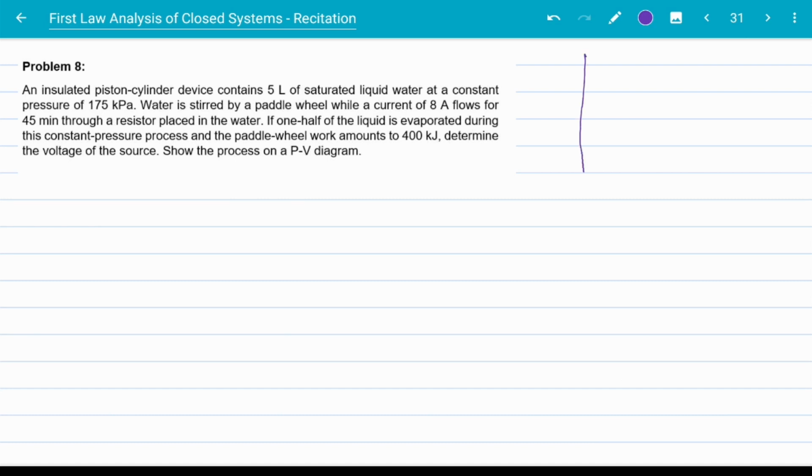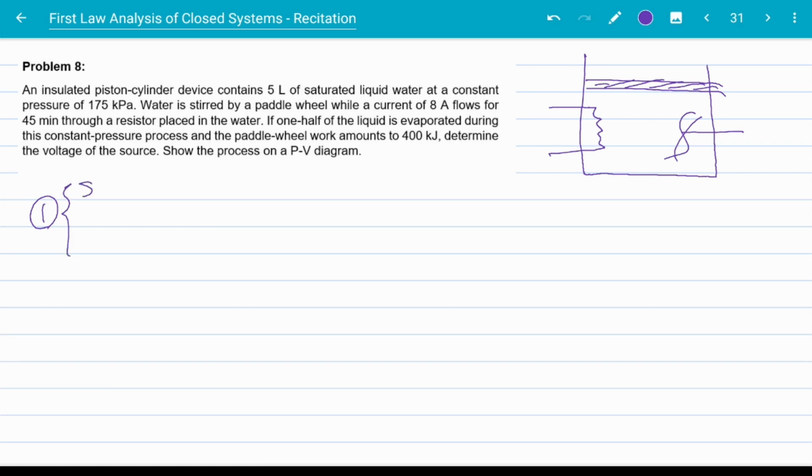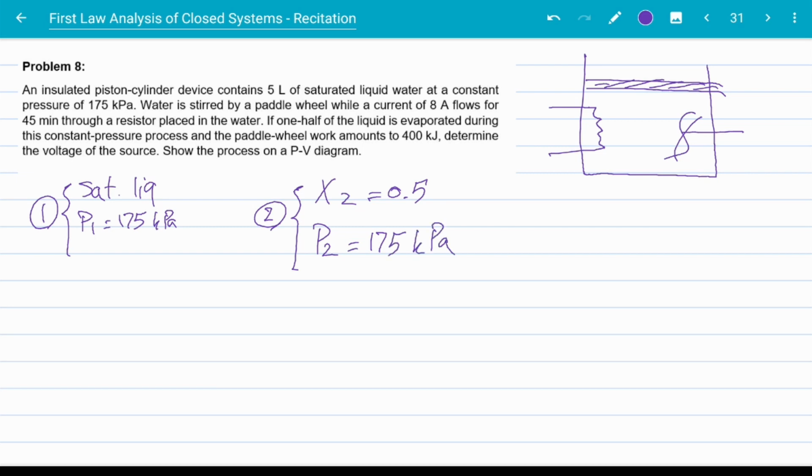So what we have is a piston and cylinder, right? So this is the piston. There is a resistor inside the piston cylinder, and we also have a paddle wheel doing some work. Initially, we have 5 liters. So initially, we have saturated liquid that is given. Pressure is also given, 175 kilopascals. And then at the final state, half of the water has evaporated. Means that 50% is evaporated, 50% is liquid. So the quality is 0.5. And because the process is constant pressure, P2 is still 175 kilopascals. Now we want to see what is the voltage of this resistor.